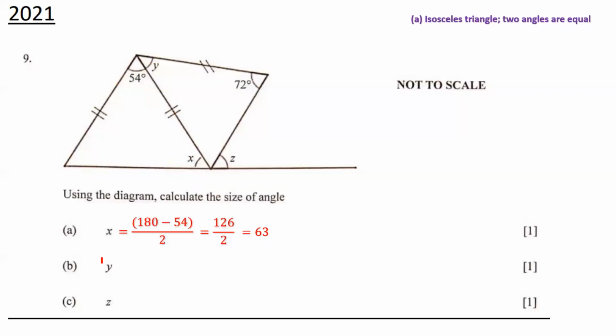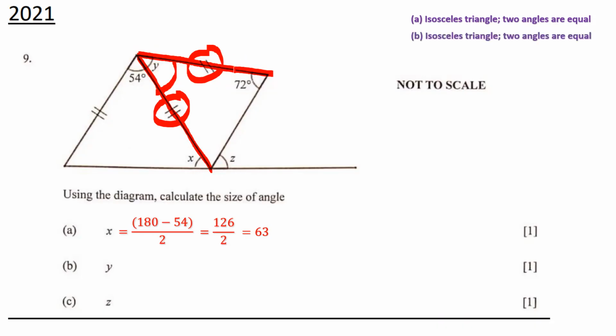Now let's go on to y. How are we going to find out the value of y? Well, y is going to be in this triangle right here. And here we are also dealing with another isosceles triangle. How do we know that? Because this side and this side are equal. How do we know that both sides are equal? Notice the double dash here. These two lines indicate that these two sides are equal. And if these two sides are equal, we're dealing with an isosceles triangle, which means that if the sides are equal, the angles are also going to be equal.